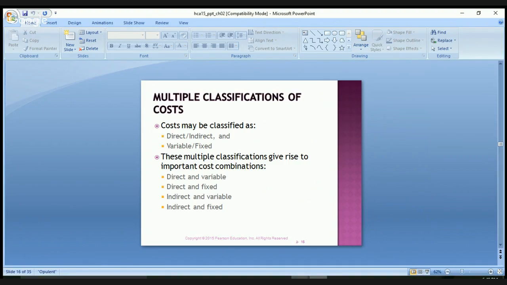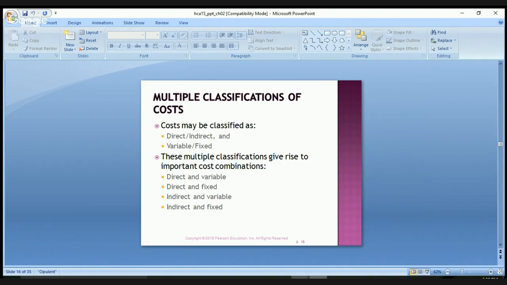Okay? All right, indirect and variable. What could that be? Electric, yeah. It could be electric, because electric does vary. Some people will say that's a fixed cost, but you could say it's a variable cost.